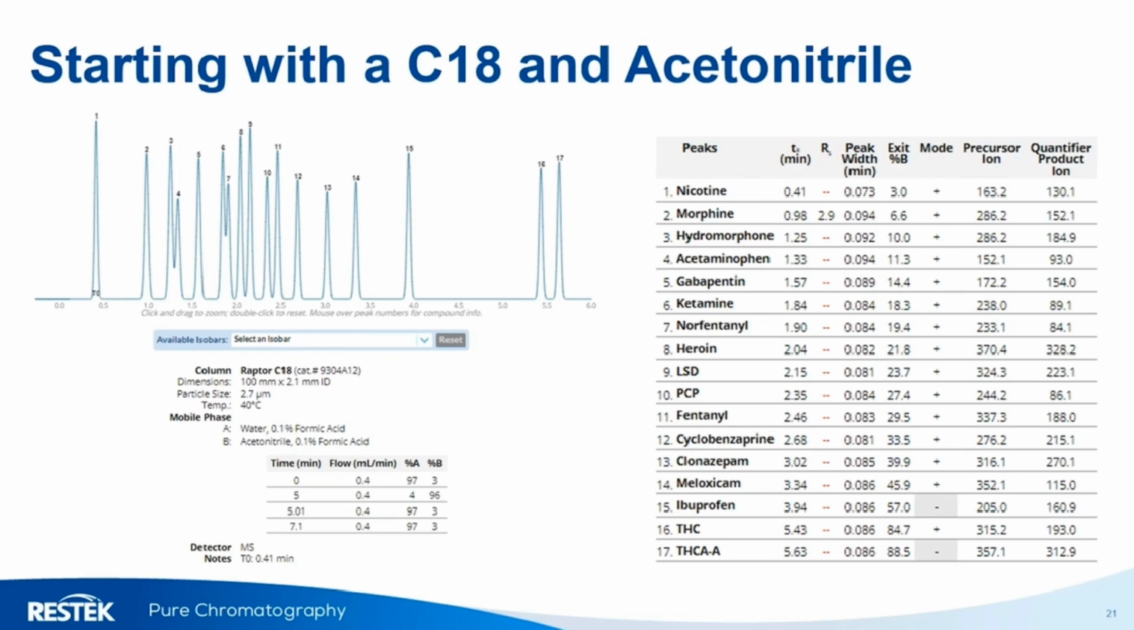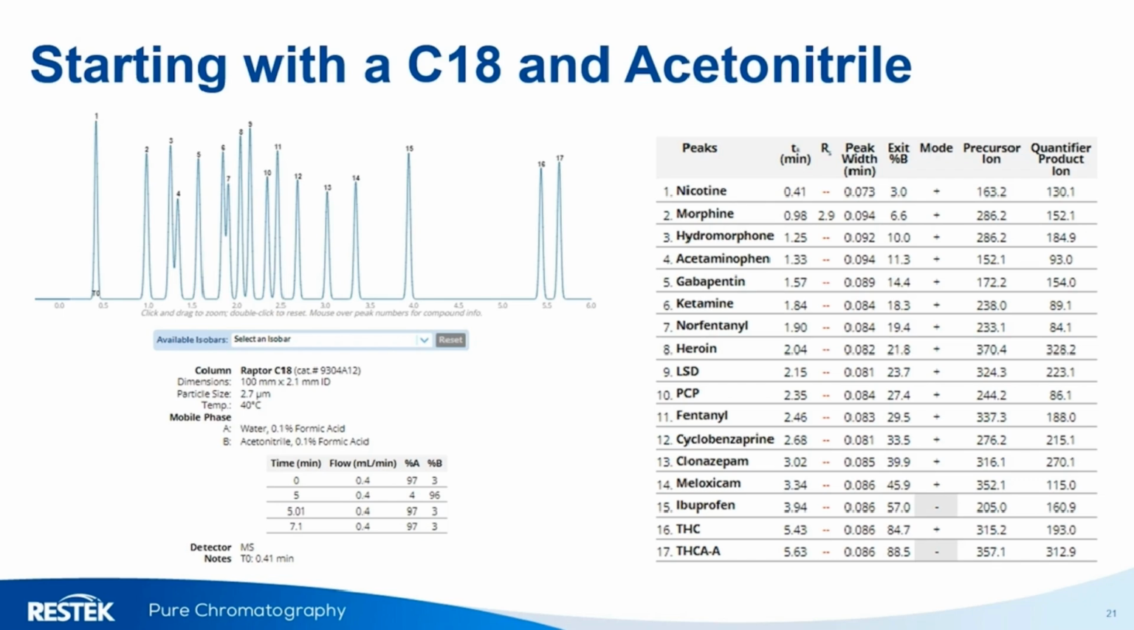Starting my separation with a C18 column and acetonitrile as the mobile phase, I selected a 100 by 2.1 millimeter ID column with a particle size of 2.7. This is a superficially porous particle, as shown by Raptor. Raptor C18 is superficially porous. And the mobile phase is water with 0.1% formic acid and acetonitrile with 0.1% formic acid.